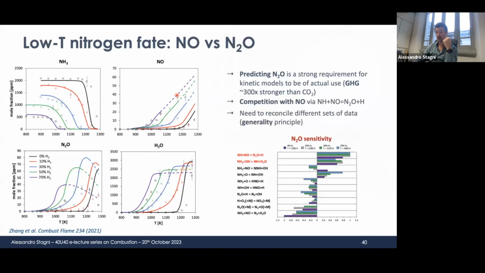And you can see that N2O and NO are basically in strong competition, and this is due to the first reaction, so NH radical plus NO giving N2O plus H. According to the rate constant of this reaction, N2O is favored and NO is decreased. The problem is that if we consider these two most important reactions, this can have an effect here, but an opposite effect in previous predictions. So we need to reconcile the different sets of data.